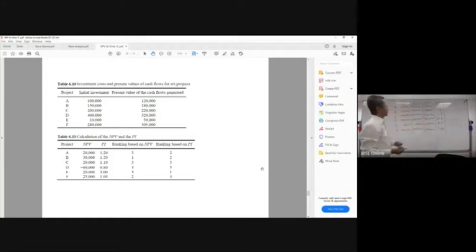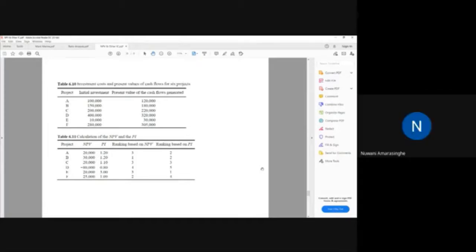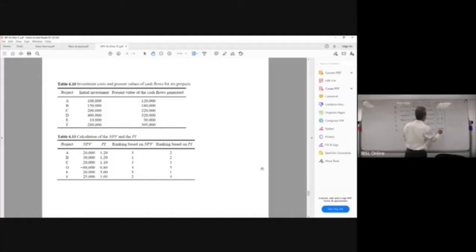Then based on profitability index, E is number 1 because it's 3. Then A and B are 2. C is 3. Then 4 and 5.